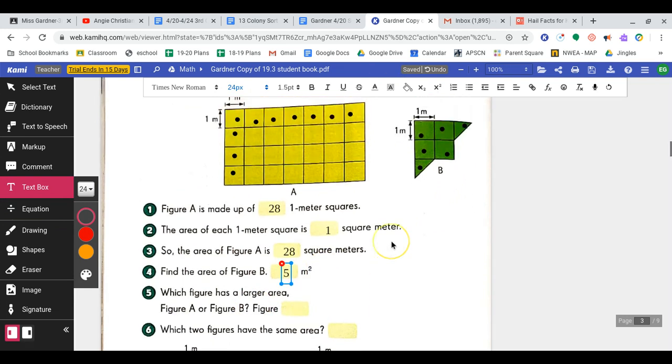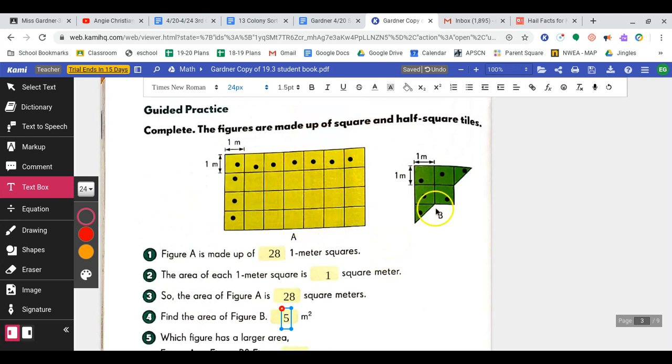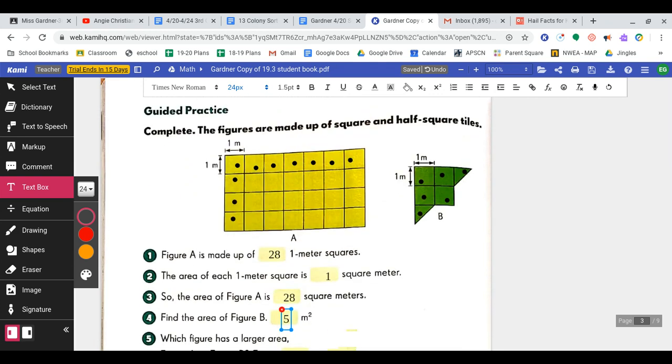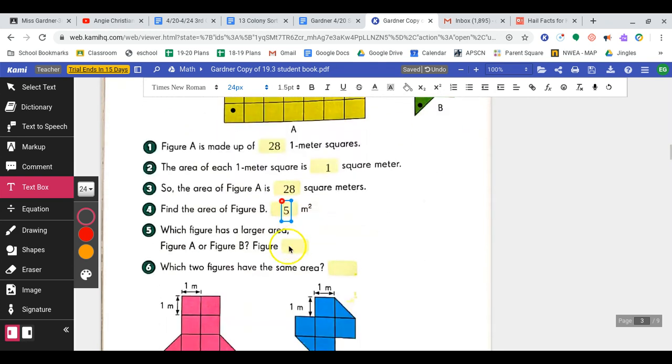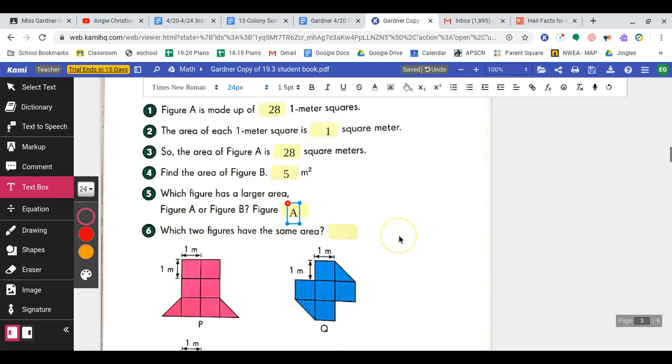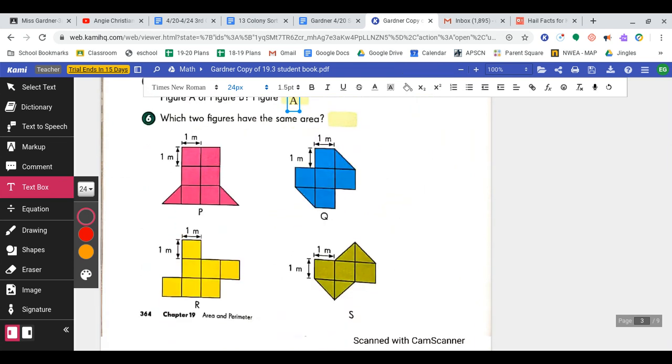Now, which one has a larger area? Figure A or B? Figure A does. It has 28 square meters. Also, you can immediately tell that it is the larger shape. So we're going to write figure A here. And which two figures have the same area below? P, Q, R, and S.